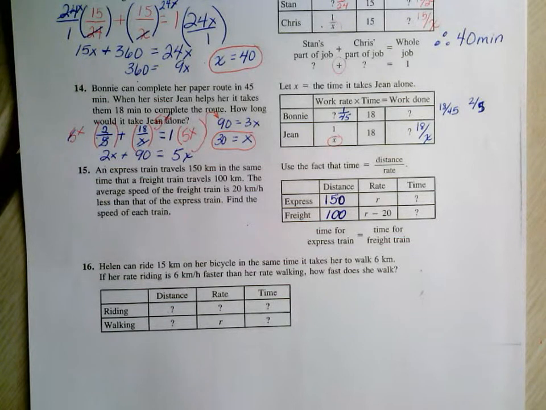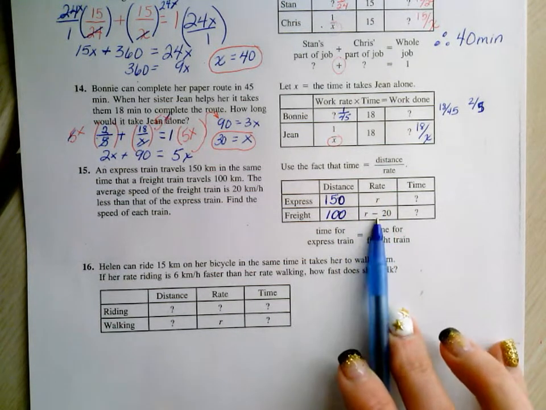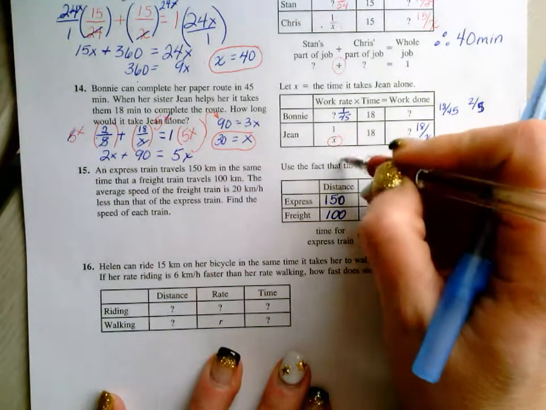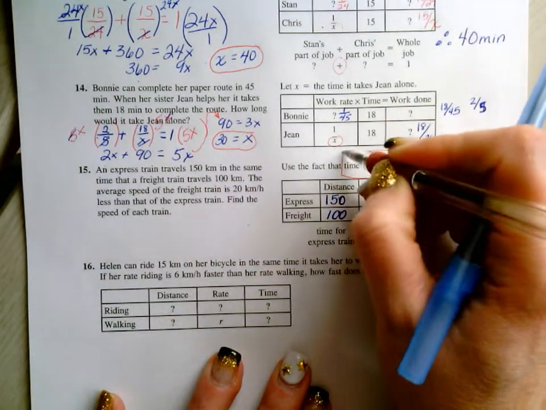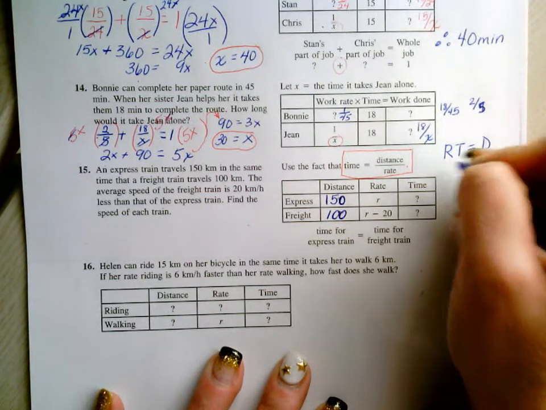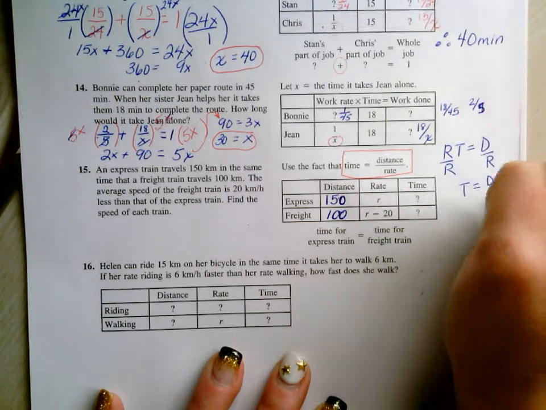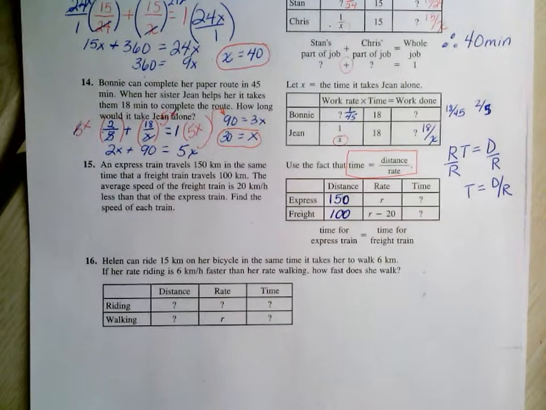The average speed of the freight train is 20 less than the express. So express is this, freighter is this. Find the speed of each train. Notice that they converted RT equals D to solve for time. That's why they have that conversion there for you. Distance divided by rate will give us time.